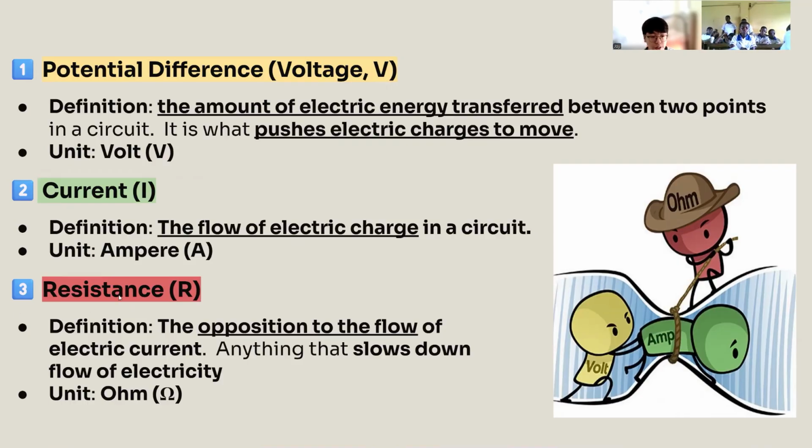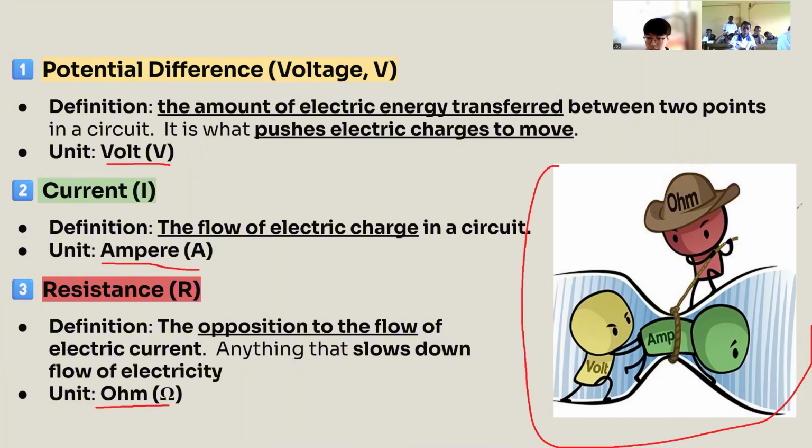And finally, there's the resistance. So the definition of resistance is the opposition to the flow of electric current. So the resistance is stopping or hindering the current from flowing. So anything that slows down the flow of electricity. And the unit is ohms. And remember, current unit is ampere. Voltage unit is volt.